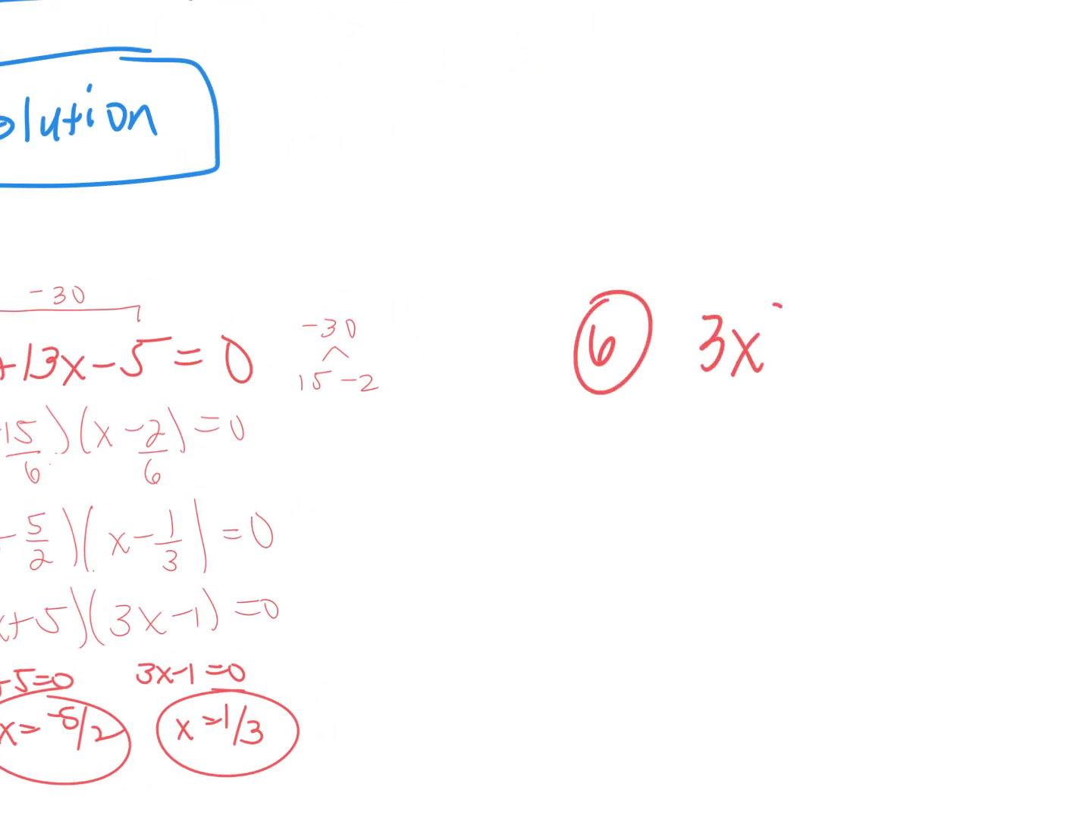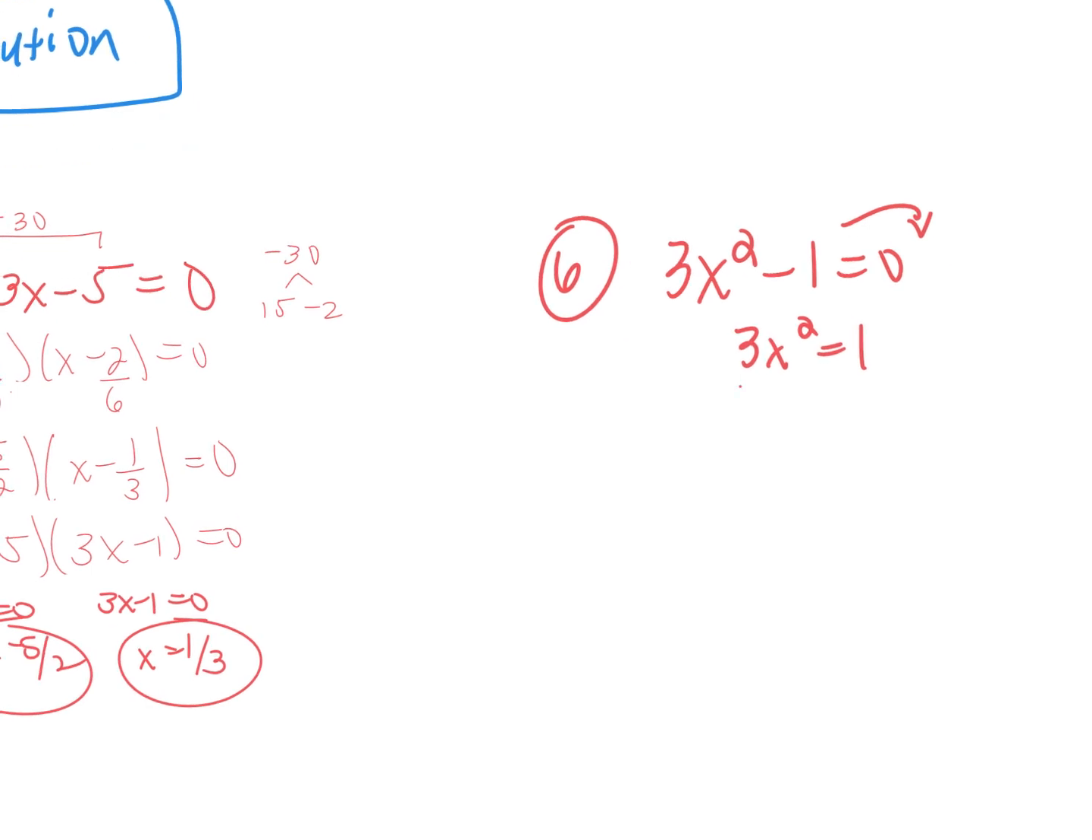We have 3x squared minus 1 equals 0. Okay, this one isn't like the first one where we could do difference of squares because 3 is not a perfect square. So I'm just going to go ahead and move this over. So I have 3x squared equals 1. And we're going to solve by taking the square root. So I'm going to divide both sides by 3. So x squared equals 1 over 3.